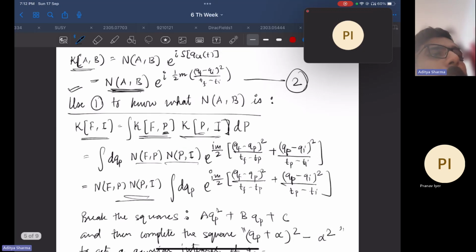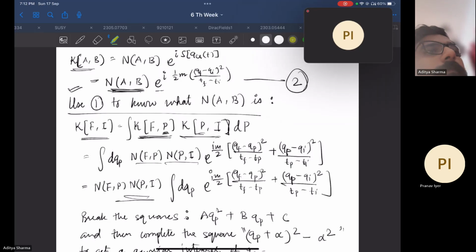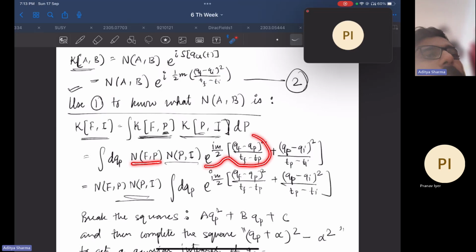Now what is KFP? KFP is just NFP e to the power, wait, let me just use the laser. You know what this thing is? So you know what this is? This is just NFP e to the power QF minus QP, minus by TF minus TP. So NFP e to the power, this part is this, and this is KFP.